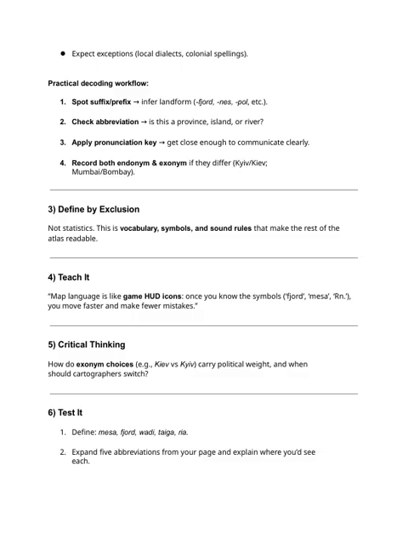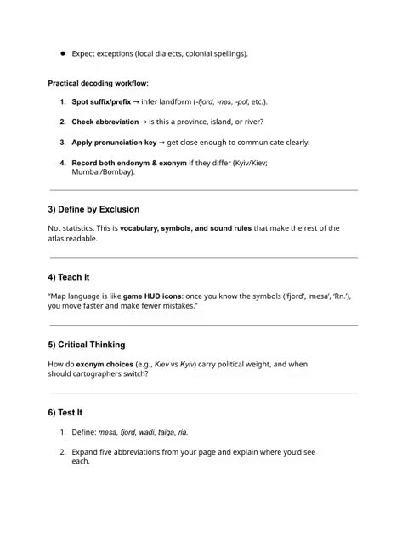A practical decoding workflow involves several steps. First, look for suffixes or prefixes. These often hint at the landform, like fjord, ness, or pol. Recognizing these helps us understand what kind of feature we're looking at. Next, check if the name is an abbreviation. This could indicate whether it's a province, an island, or a river. This step helps clarify the feature's context within the map.